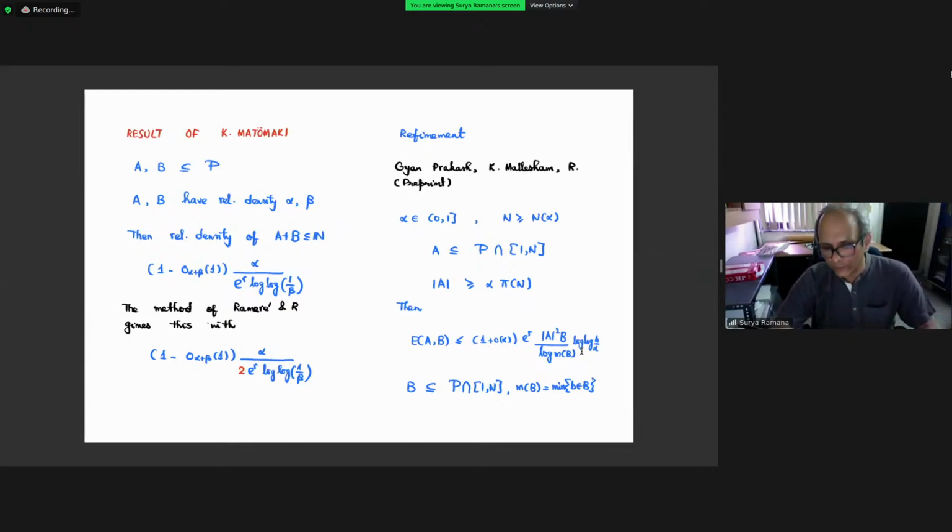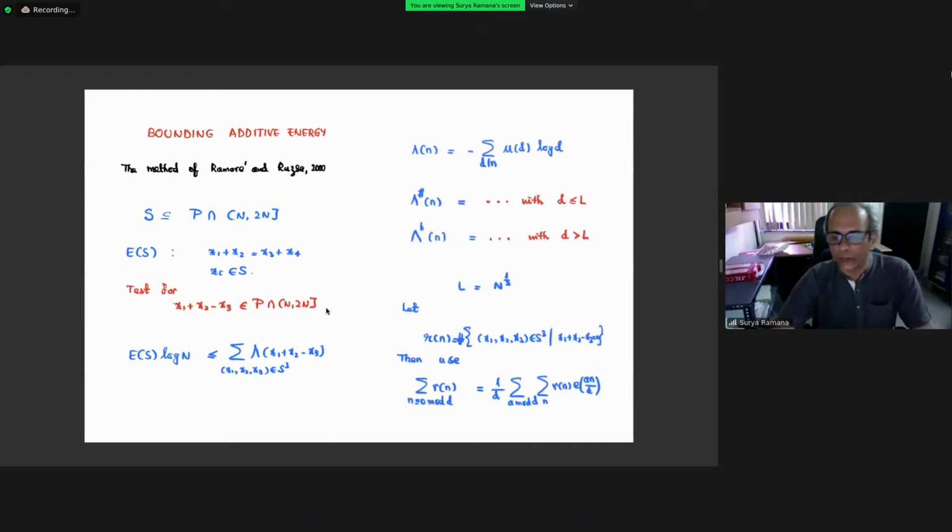Namely, we get a bound for the additive energy, from which again one can get this result back. This method uses the one of Ramaré and Ruzsa, Ramaré and myself, whereas this depends on the method of Green and Tao. Just to point that out. Now, to end the talk, let me tell you very quickly how the additive energy is bounded. Additive energy, as I said, just counts the number of solutions to this equation. With the von Mangoldt function lambda, you can easily write the additive energy as satisfying this inequality.